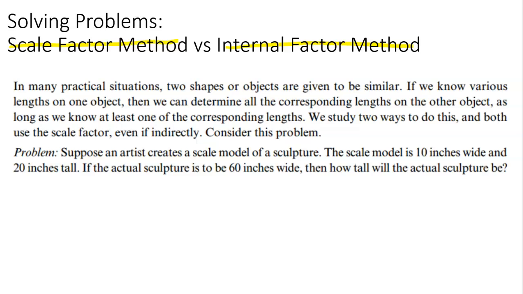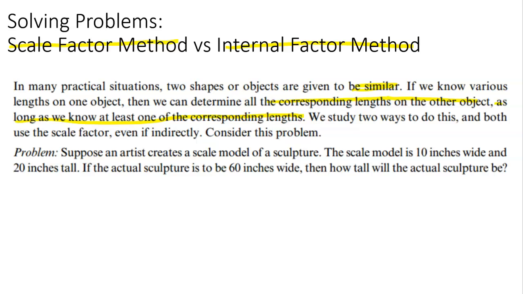So if we know various lengths on one object, then we can determine all the corresponding lengths on the other object if we know that they're similar. As long as we know at least one of the corresponding lengths, there are two methods using the scale factor that we can use to solve the rest of the triangle. So we're going to look at this problem in two different ways.